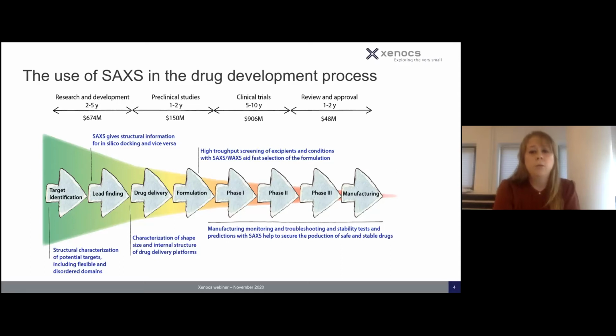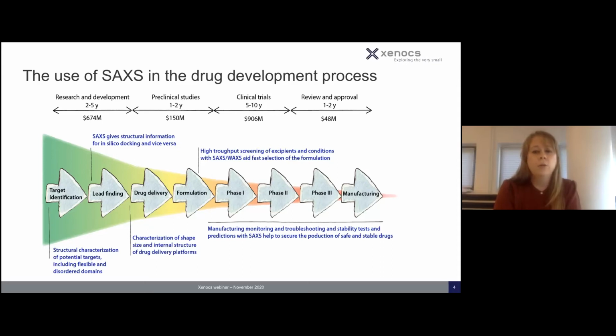And in the top of this picture, you see this timeline, and you can see that this is a very lengthy process. 10 years is nothing. And you can also see that this is an extremely expensive process. In the background of this picture, you see that we start with a very high amount of compounds. But towards the end of the process, there are only 1 or 2 compounds that enter the market.